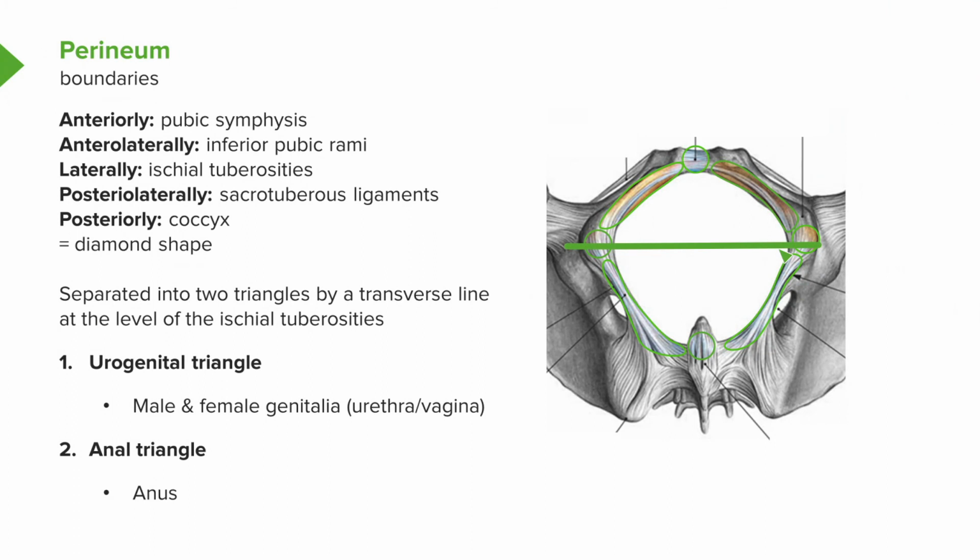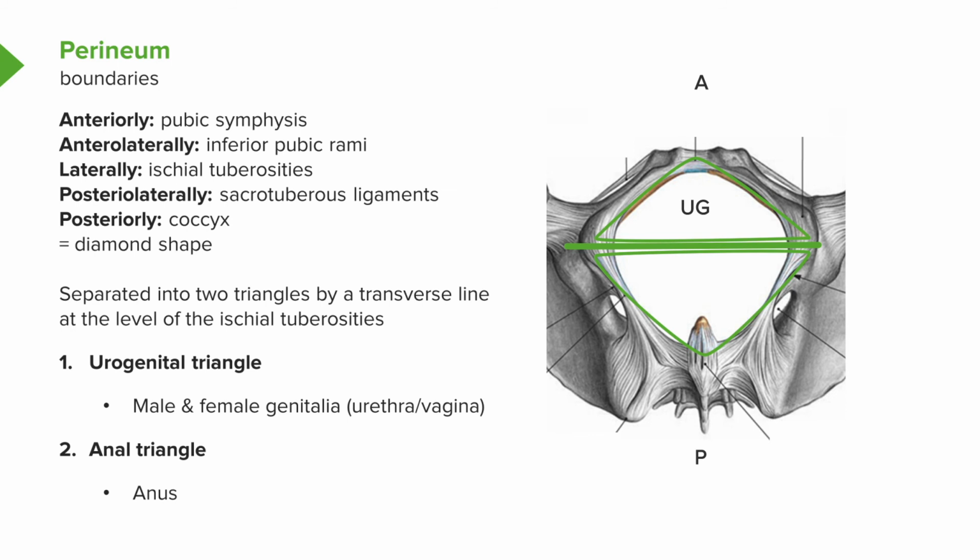So if we were to draw a transverse line across the ischial tuberosities, we've split this diamond into two. We've split it into a more anterior triangle. This is the anterior aspect, a more anterior triangle. And we've split it into a more posterior triangle. This is the posterior aspect. So we now have this diamond split into two. This anterior triangle is known as the urogenital triangle. And what passes through this triangle in the male is going to be urethra, and in the female, the urethra plus the vagina, the urogenital triangle, this triangle here.